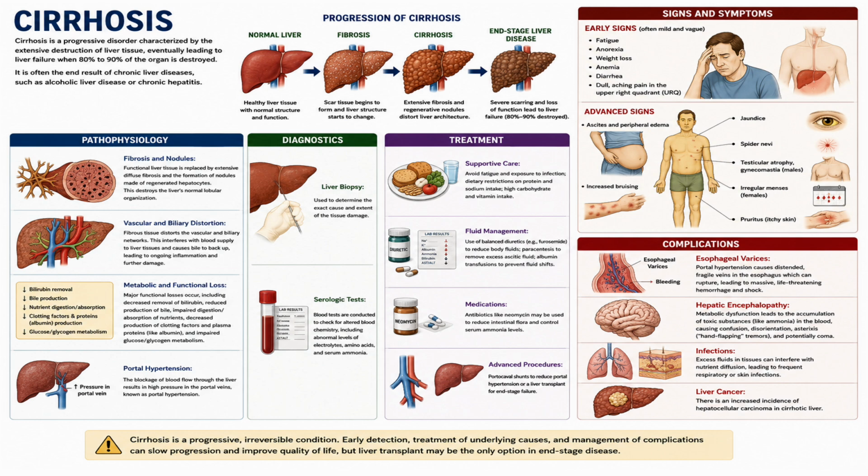Let's talk about cirrhosis. Basically, cirrhosis is a progressive disorder defined by the extensive destruction of the liver tissue, which eventually results in liver failure.